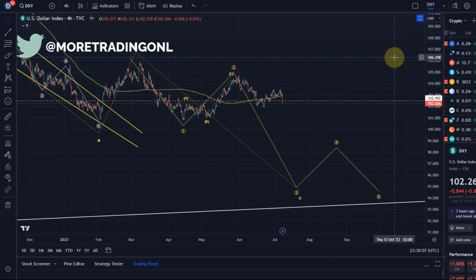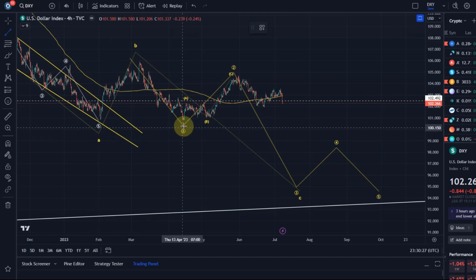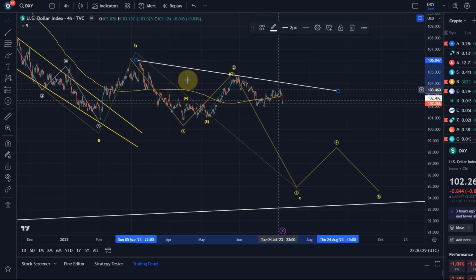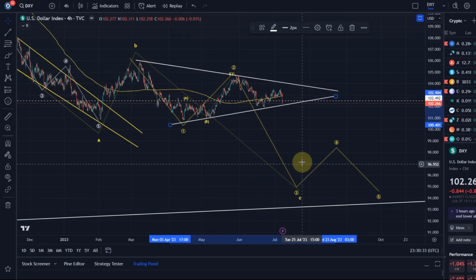We saw a little bit of a drop, but overall the DXY is moving in the range, with less and less volatility. It's getting into a contracting triangle, as it seems, a pattern that looks a bit like a triangle. It could be counted as an Elliott wave triangle as well. So as you can see here, we're moving into a triangle. There are different ways this can be counted.